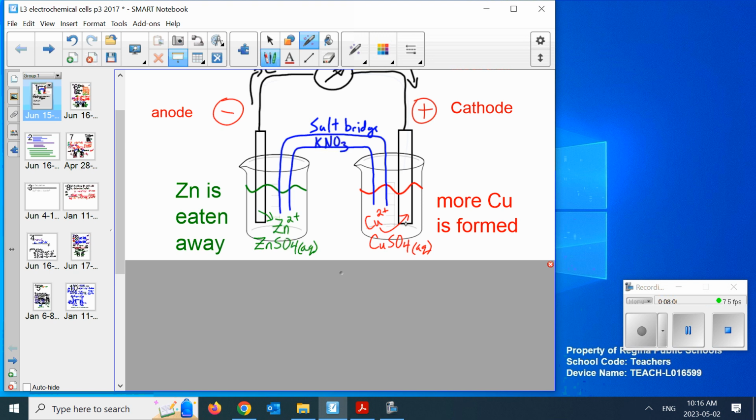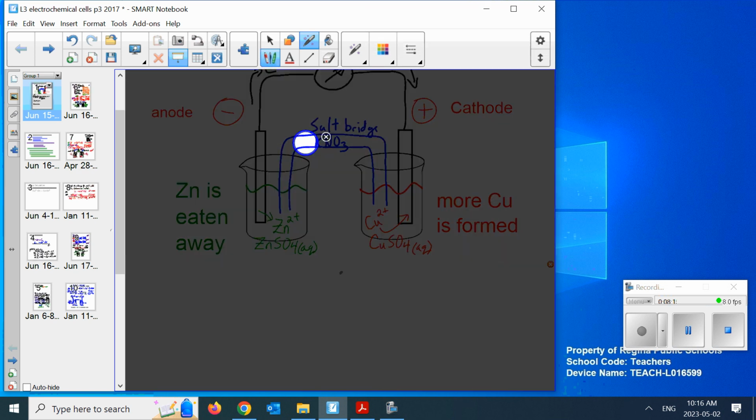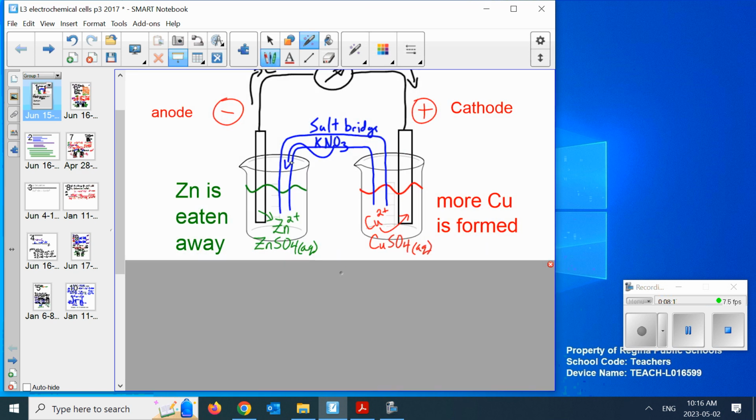So what do you think might have to happen? Well, maybe these K pluses will migrate, and then the NO3 negatives will come in here to neutralize the zinc ions. You don't have to write that in there, but that's the purpose of the salt bridge. It carries charge, or it completes the circuit. We're not going to focus on the salt bridge too much, but you do have to be able to draw the diagram or label the diagram.